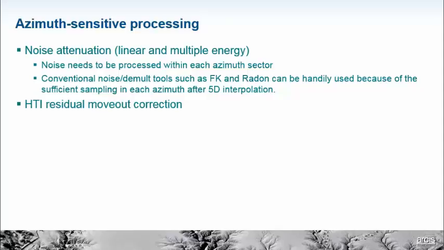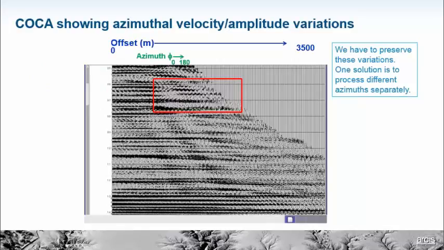So that's what we're going to study in the next few slides. And the other big application is to apply HTI-style residual move-out correction. So those are the azimuth-sensitive processing elements. So let's look at noise attenuation.